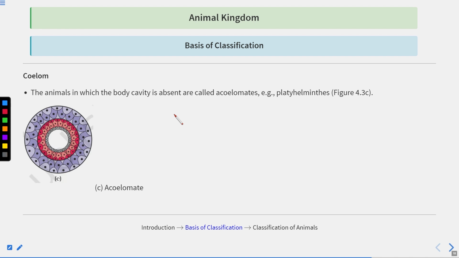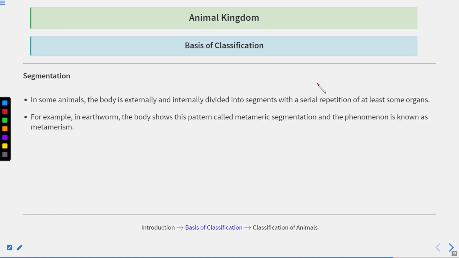The animals in which the body cavity is absent, with no body cavity at all, are called acoelomates. For example, Platyhelminthes. Platyhelminthes do not have any type of body cavity, meaning the body wall and the gut wall do not have any cavity in between. That is why they are called acoelomates.